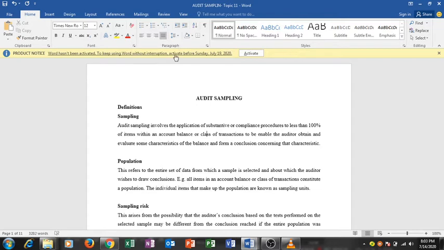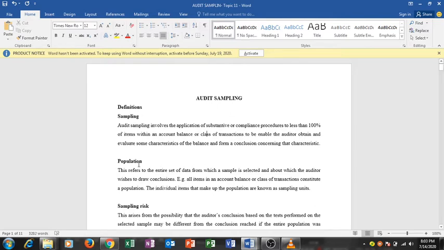So sampling involves the application of substantive or compliance procedures to less than 100% of the items. So in case you had 100 items that you intended to do the test on, you can simply choose 20 out of that 100, and the process of picking the 20 is what we call sampling. So sampling involves the procedure of getting that portion which is less than the 100. The 20 out of the 100, that 20 is called a sample. So sampling is the procedure, but a sample is that portion of the total items.